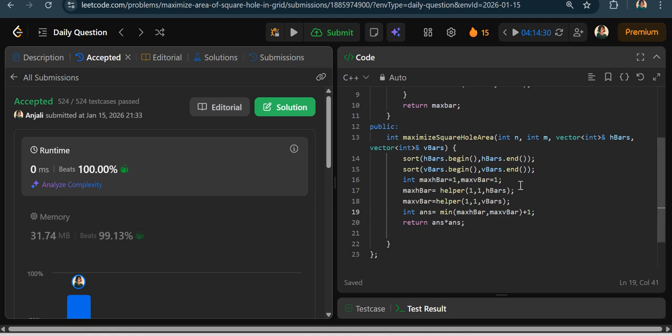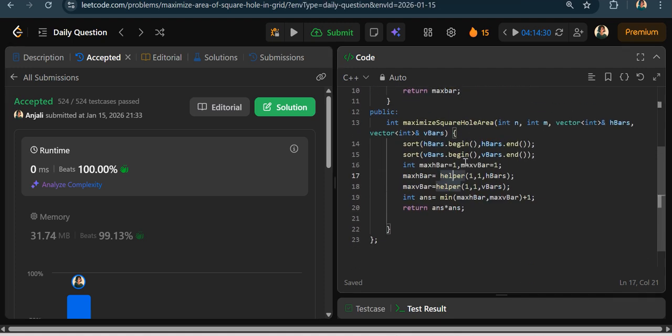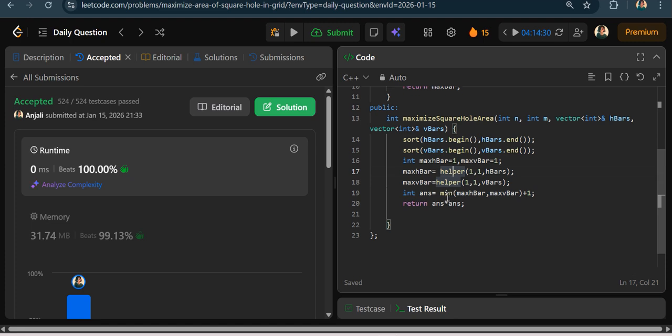Now let's move on to its time complexity. Sort time complexity is O of n log n, and its helper time complexity is O of n. The minimum is O of 1. The whole time complexity is O of n log n.